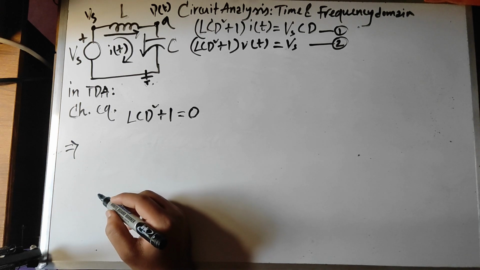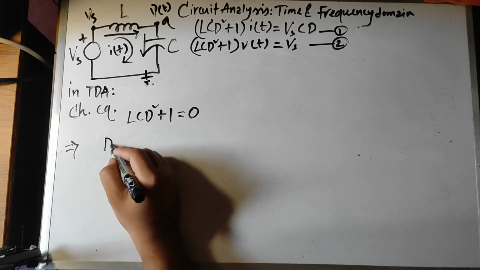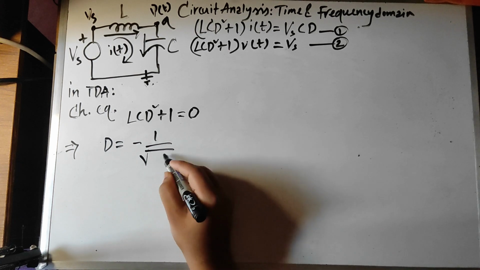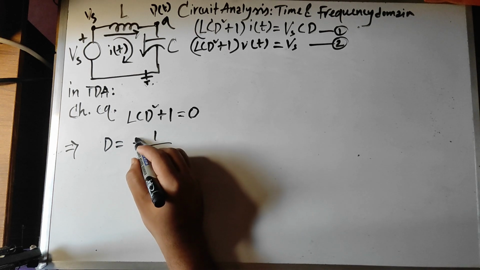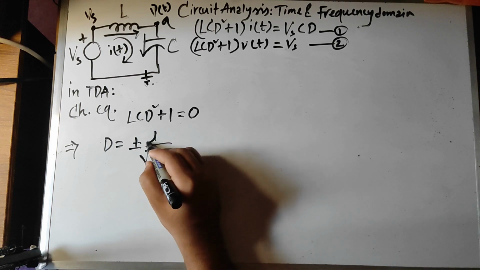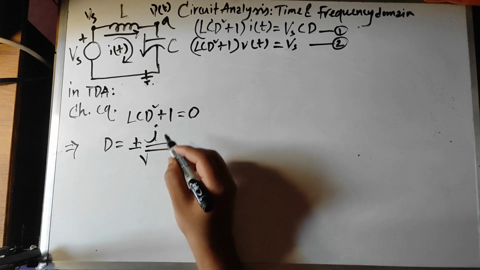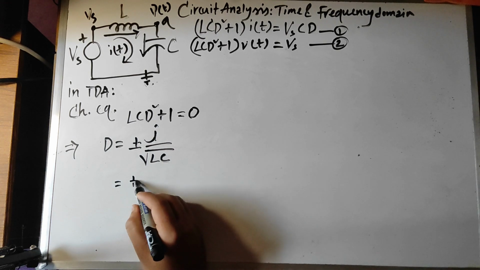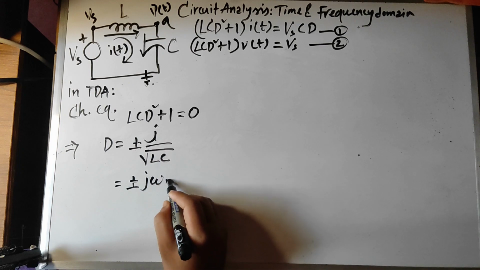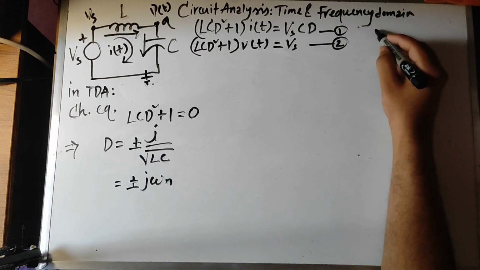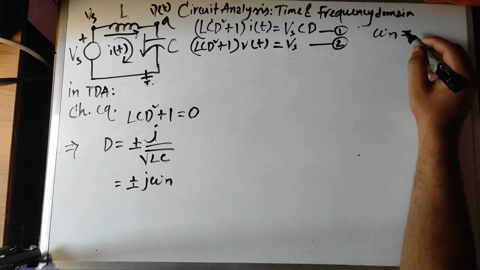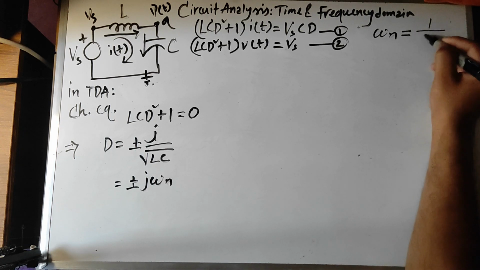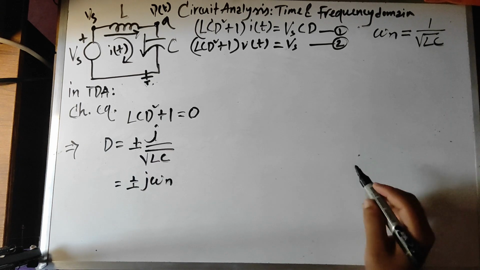So here D equals minus 1 by root over LC, plus minus j, so plus minus j omega n. Let us define omega n as the undamped natural frequency of the LC circuit, which is 1 by root over LC.